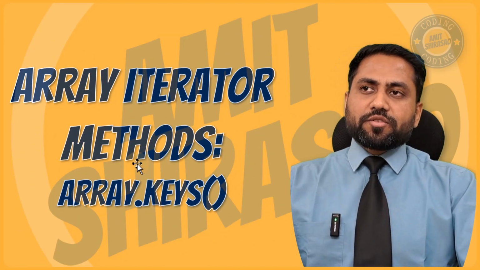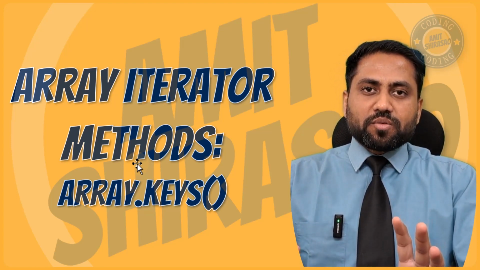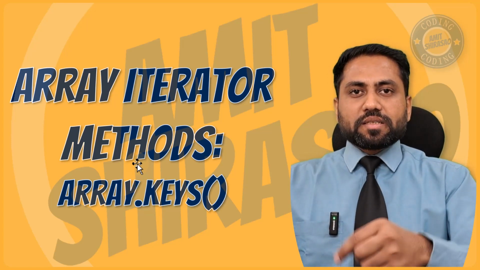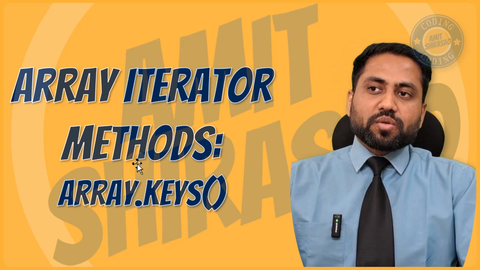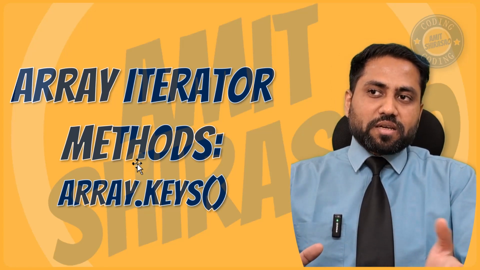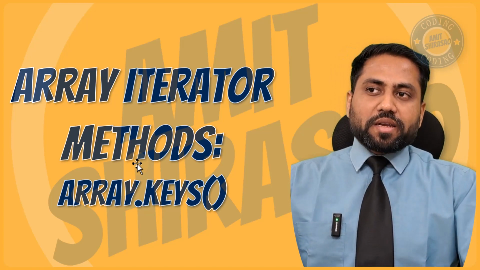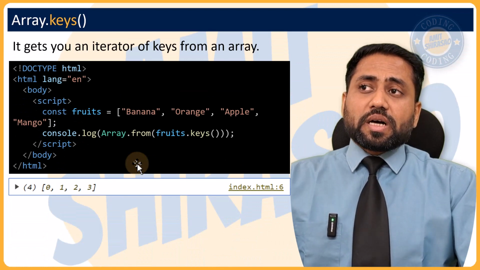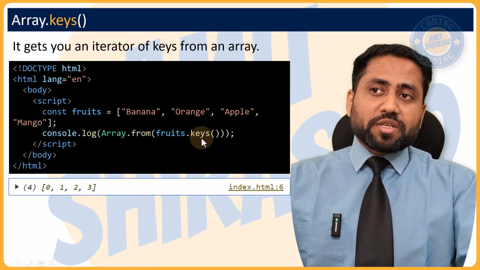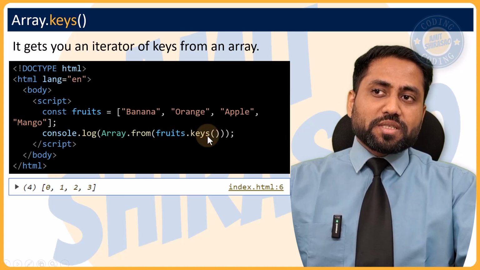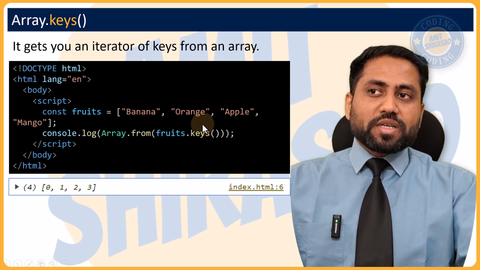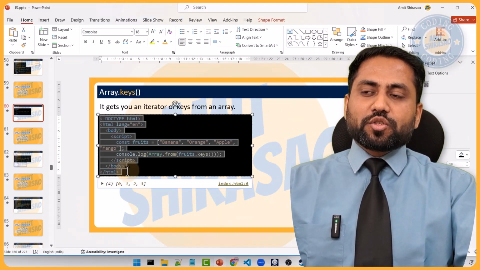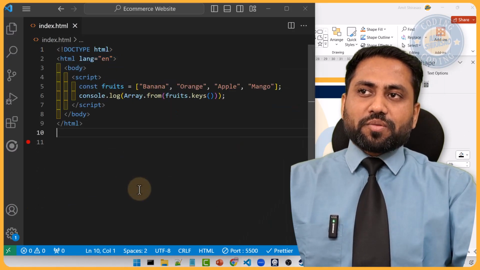Then another array iterator method. How many array iterator methods have you seen till now? The conditional kind of methods, which are every and some, and the second is to derive an array from a string, which is array.from. Now the third array iterator method that we are going to see is array.keys. What does it do? With fruits dot keys, you can derive an array out of it and then print it like this. This is also a tricky thing, so I'll try to show it to you with a live example.